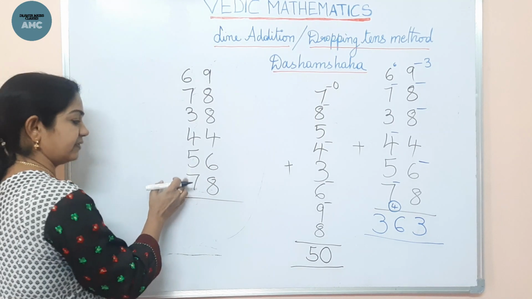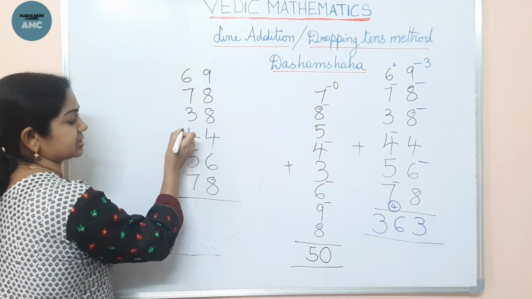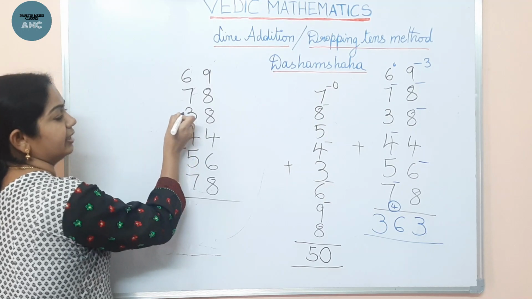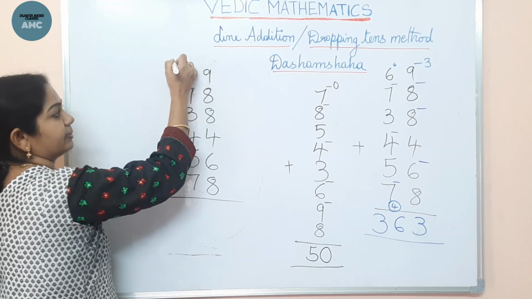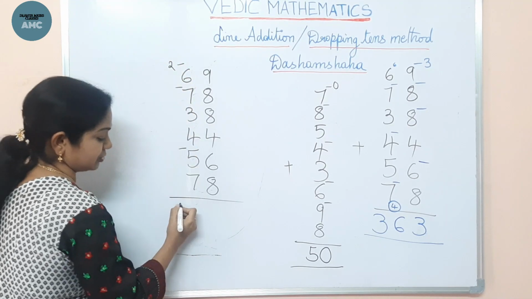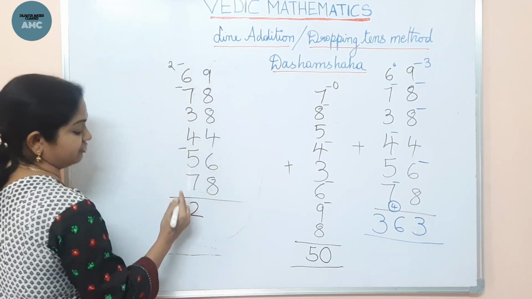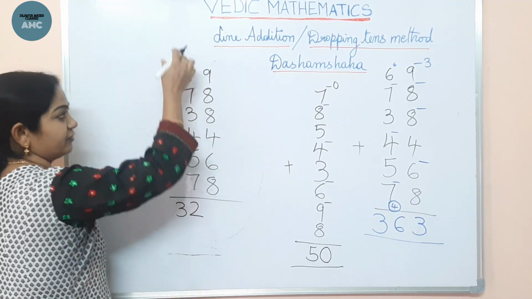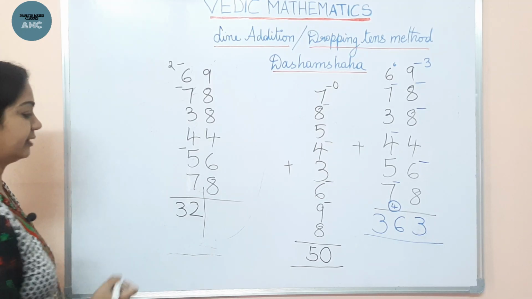Now here 7 plus 5 is 12. Okay. Drop 10, 2. 2 plus 4 is 6. 6 plus 3 is 9. Okay. 9 plus 7 is 16. Drop 10, 6. 6 plus 6 is 12. Drop 10, 2 here. So here the units place is 2. Now how many tens have dropped? 3. So 32. For the line addition, this is 32. Okay. And the next one.